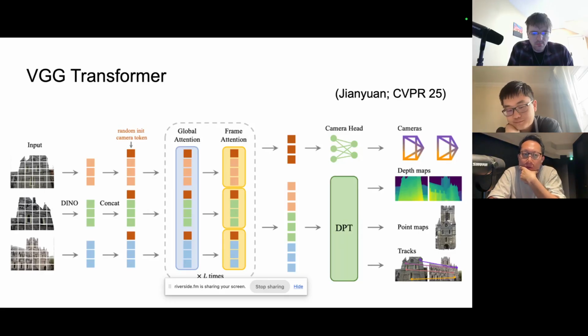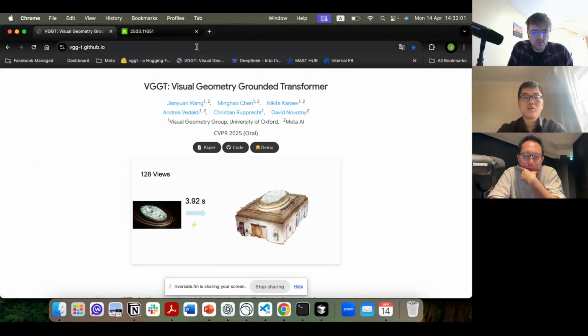Jian, can you also comment a little bit about the various types of data sets that you use to train the model? Because I know there are a bunch of different ones.